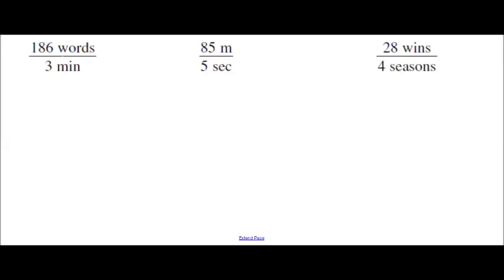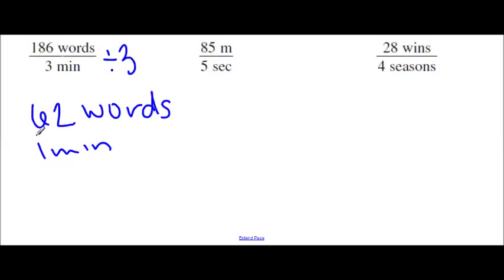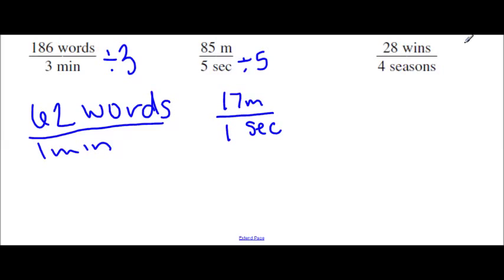So 186 words per 3 minutes gives me how many words per 1 minute? Divide everything by 3 and I get 62 words per 1 minute. And per and over are kind of the same thing. 85 meters per 5 seconds gives me 17 meters in 1 second. That's pretty darn quick. 28 wins in 4 seasons only gives me about 7 wins per 1 season.